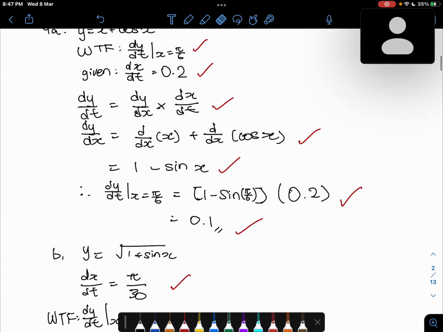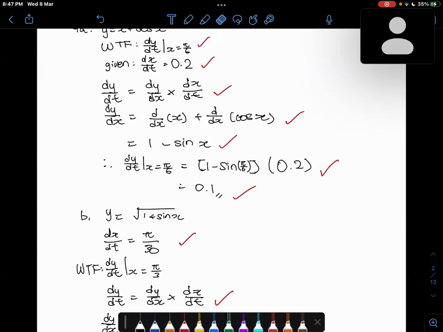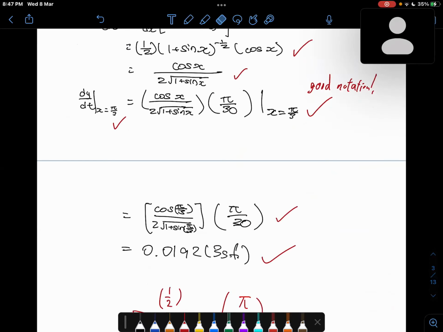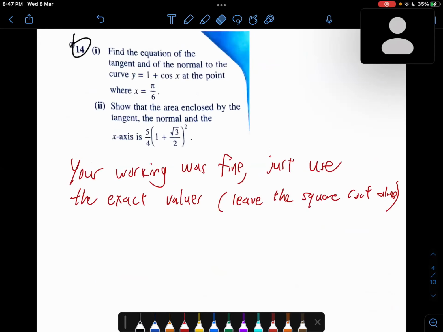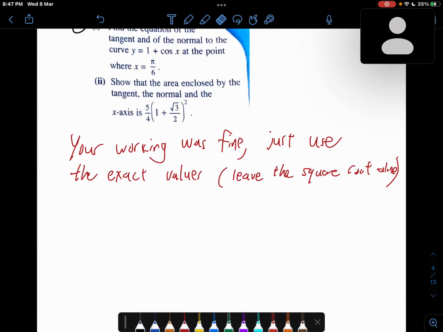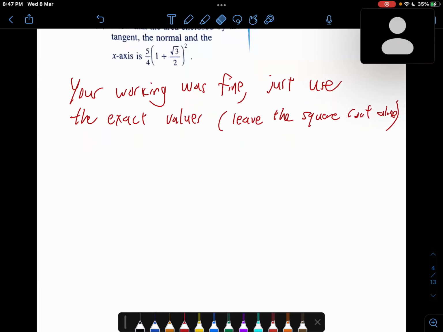Okay, what else? Very good. This one also very good. Yeah, it's correct. You're on question 9, A and B. Yes, this one, question 14, your working was fine. You just need to leave your answer in exact terms. You got the correct X, Y, and Z values. I sent you the message yesterday already. Just have to leave in exact terms.